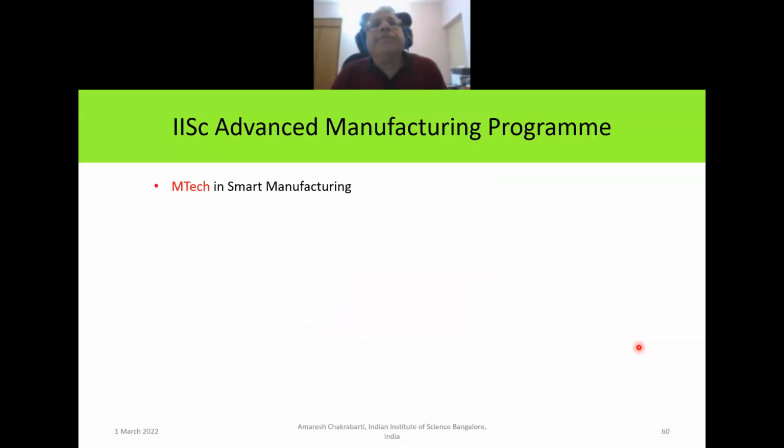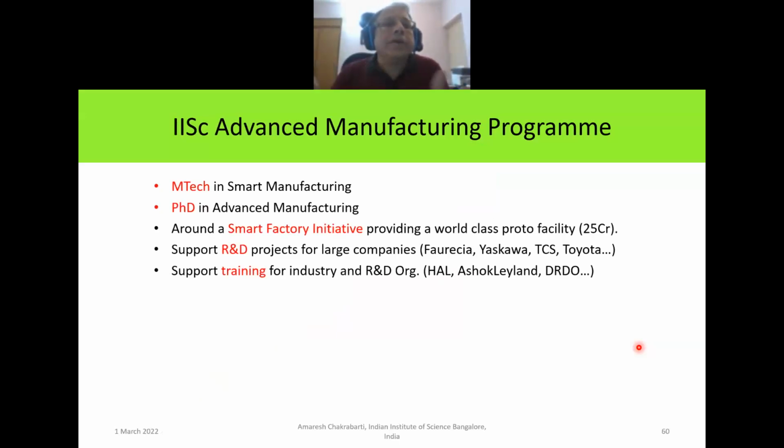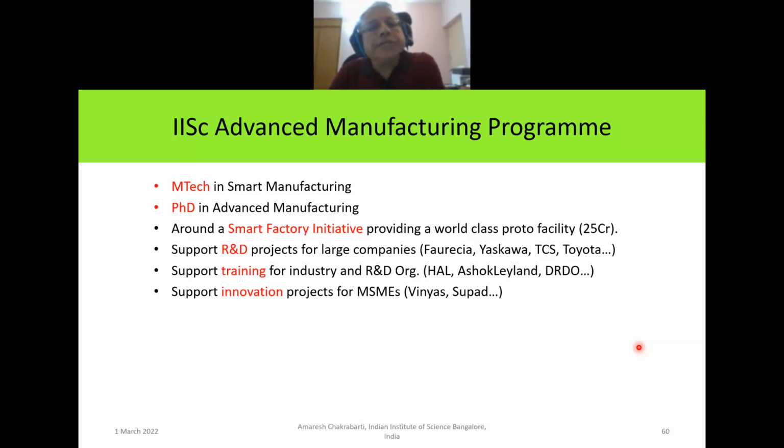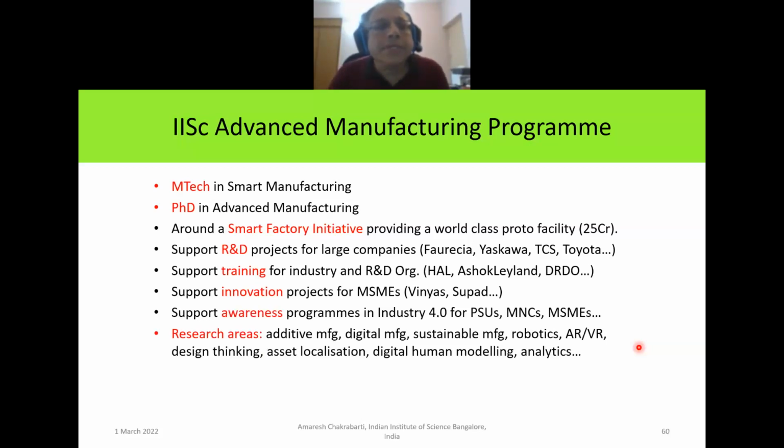So we have an advanced manufacturing program around the Smart Factory initiative, where we take R&D projects for large companies like Forestia, Yaskawa, TCS, and so on, and also provide training to companies like HAL, Ashok Leyland, and DRDO, and do innovation projects with MSMEs, as well as awareness programs for PSUs and so on. And these are some of the areas, right? Additive manufacturing, digital manufacturing, robotics, augmented reality, design thinking, and so on.